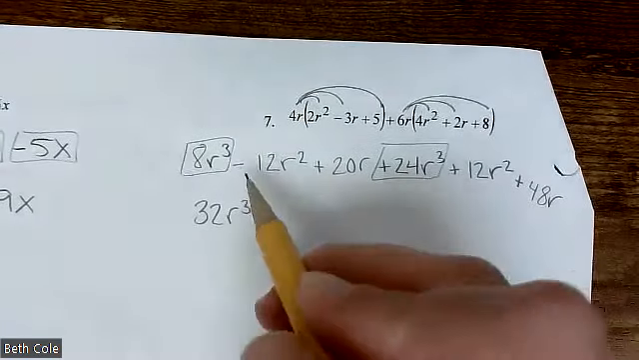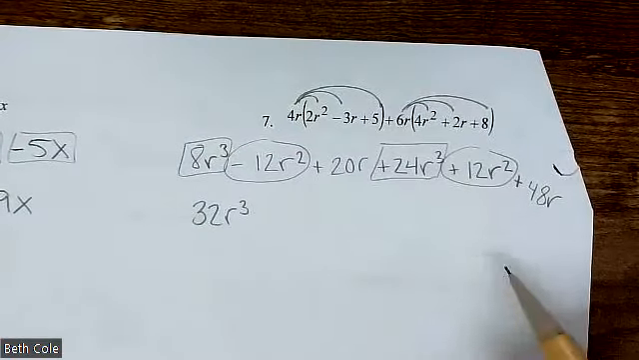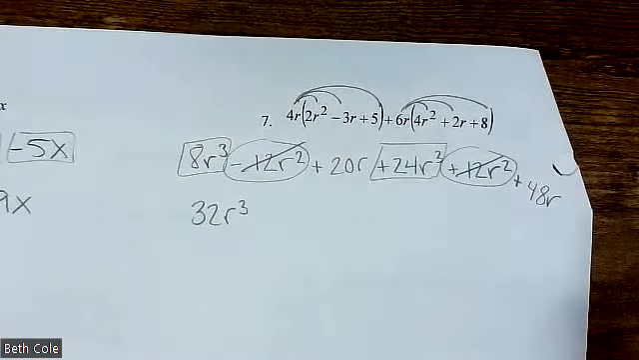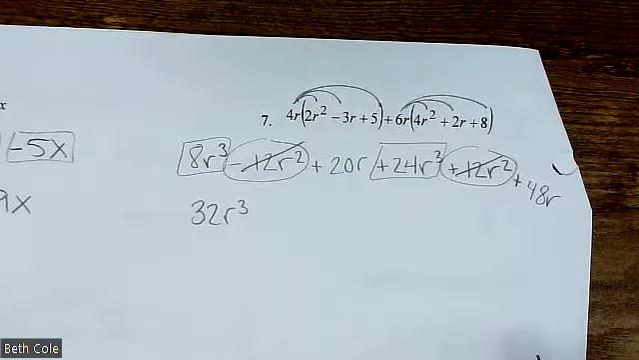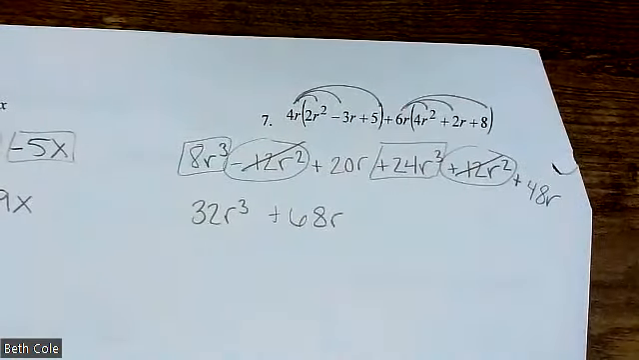All right, and then -12r squared plus 12r squared. What goes on with that? Yeah, good, just get rid of them, don't write anything. And then 20r plus 48r be 68r, and that's your final answer.